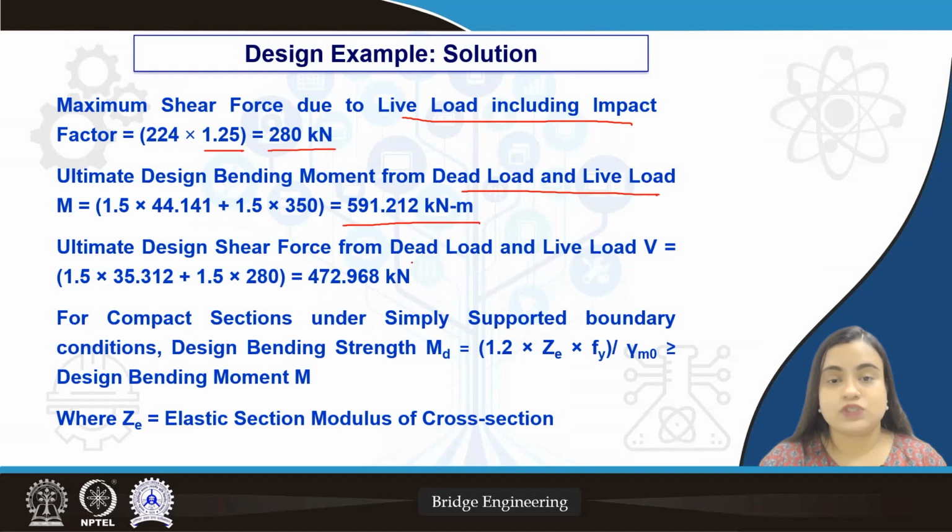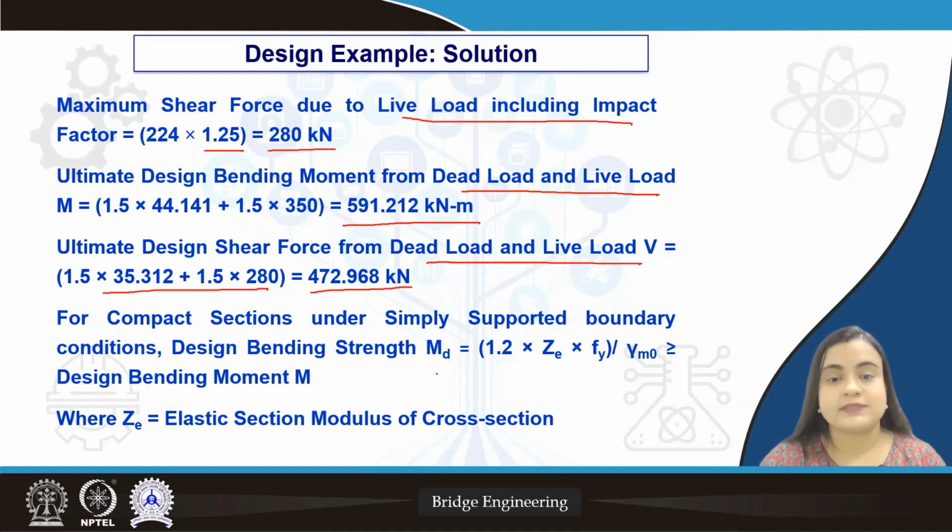The ultimate design shear force from dead load and live load can be obtained similarly by considering 1.5 times dead load shear plus 1.5 times live load shear. That is equal to 472.968 kilonewton.